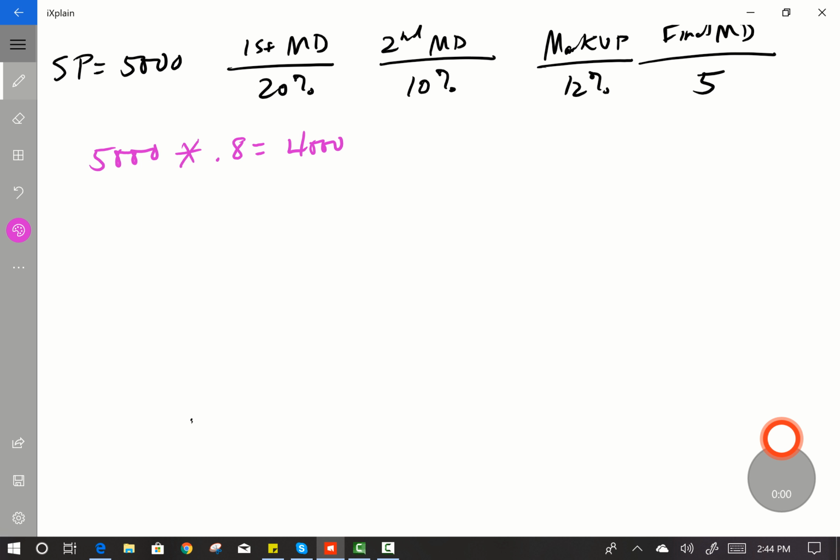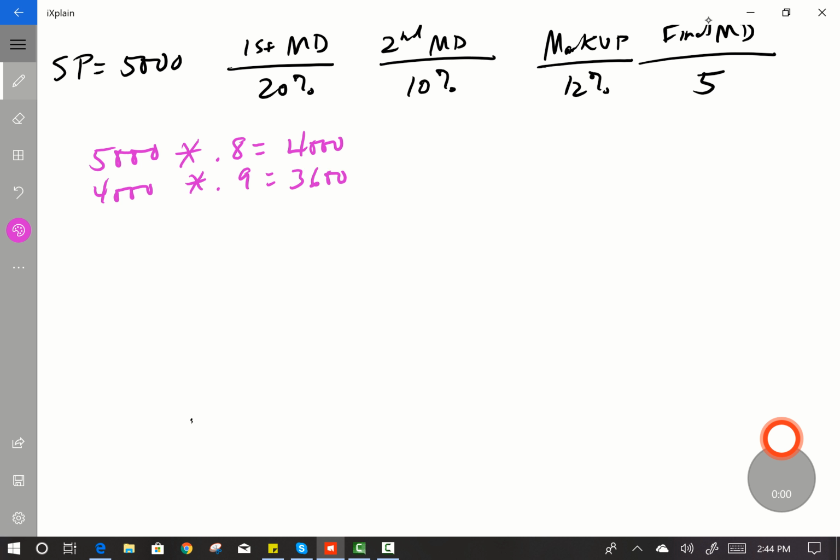Okay, then I'm going to take $4,000. And with the second markdown of 10%, instead of finding the markdown dollars, I'm going to find the value after it. I'm going to take 4,000 times 0.9. And that will give you $3,600.